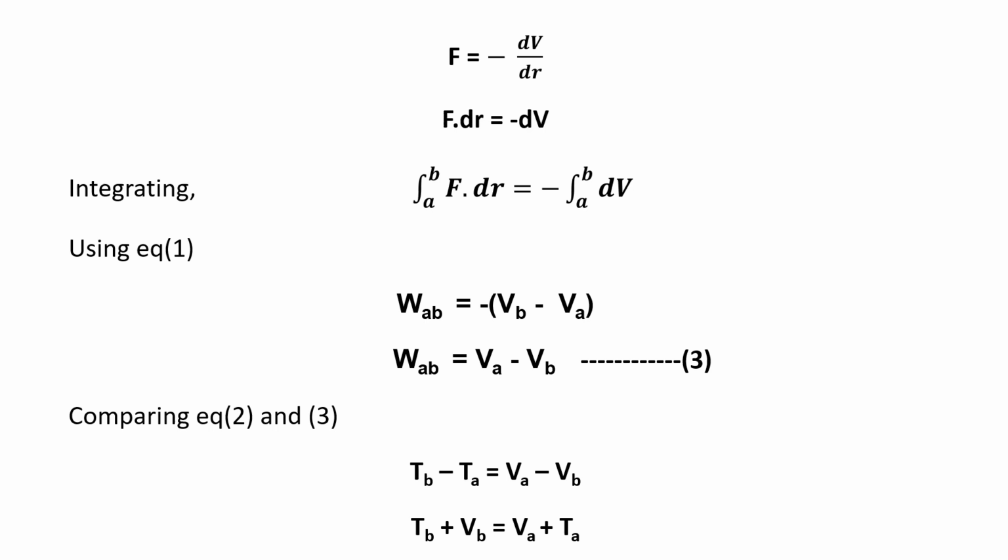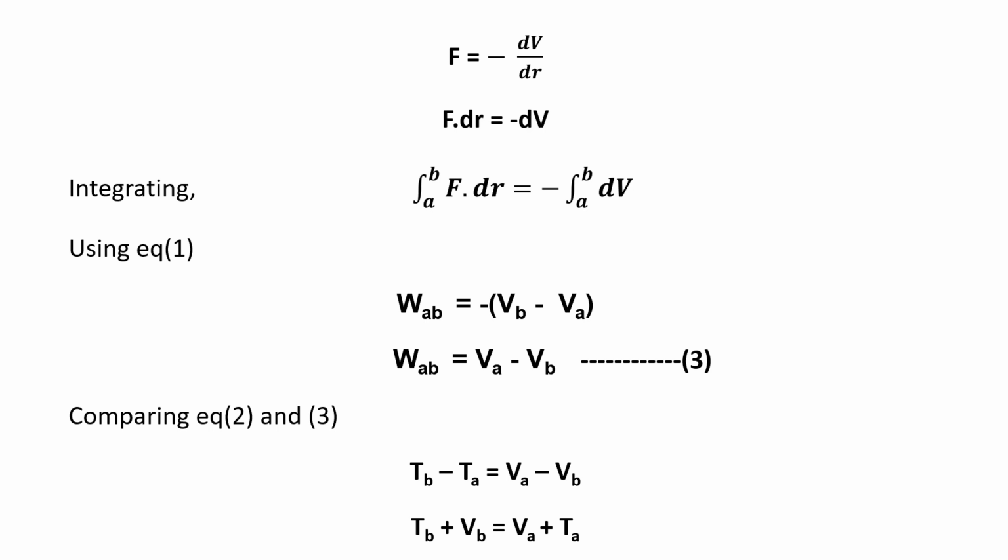Now for the negative gradient, minus del V, we write the negative gradient of V equal to the force. F is equal to minus dV over dr. Cross multiplying the dr on the left hand side with F, we get F dot dr is equal to minus dV. Now integrating both sides, we get the integral from A to B of F dot dr is equal to minus the integral from A to B of dV.